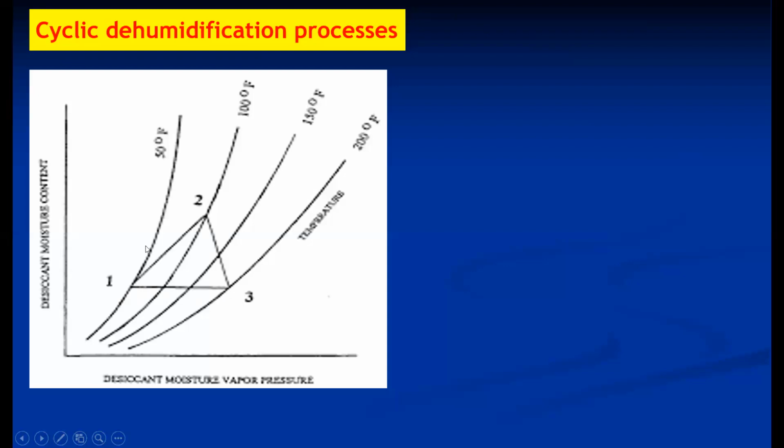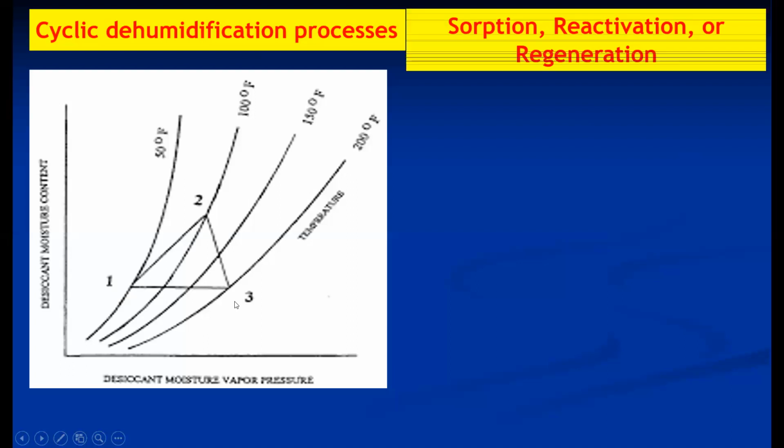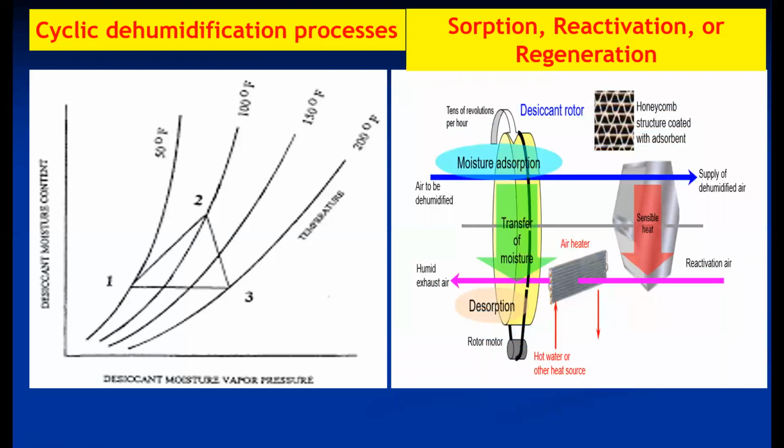So this is a generic cyclic dehumidification process, which mainly consists of a charging, which is called a sorption process, and discharging, which is called a desorption process, and the final process is cooling. But in practice, generally two processes happen: sorption and reactivation or regeneration. So suppose this is a desiccant wheel.